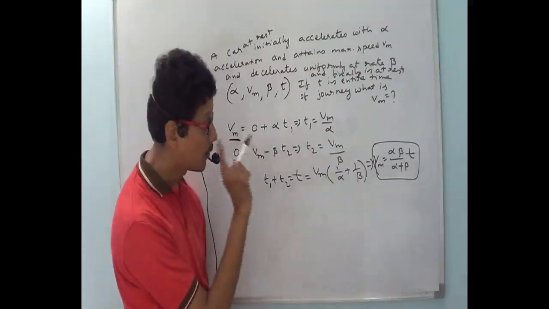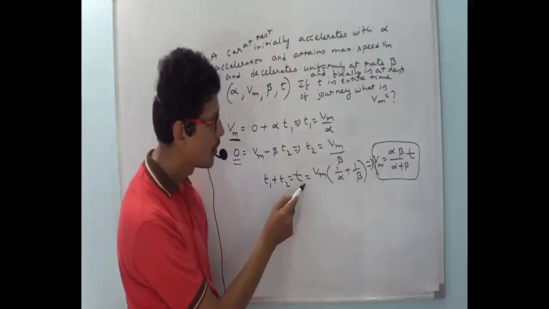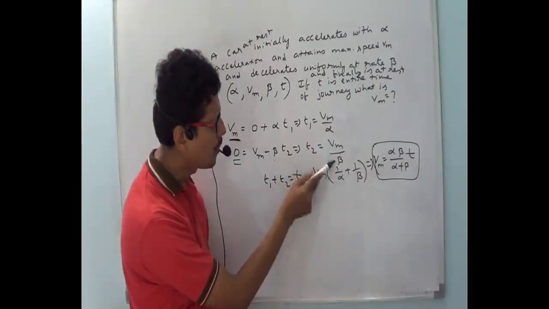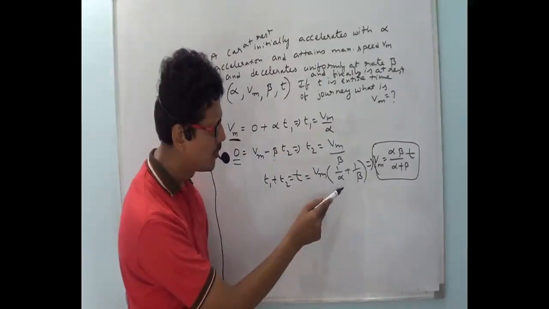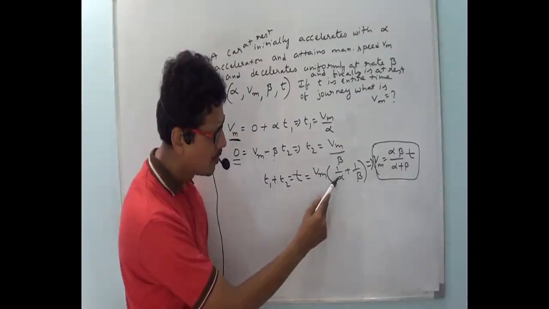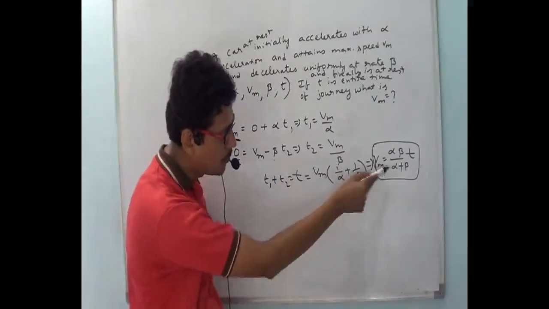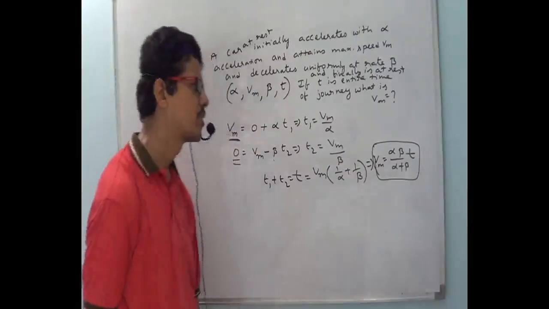And total time is given as t. If I add these two, I will get t. That I will write as Vm into 1 by alpha plus 1 by beta, after taking LCM. What is the LCM here? Alpha beta is the LCM. Alpha plus beta. That if you take to the other side, alpha beta will come up and alpha plus beta will go down. Note down this.